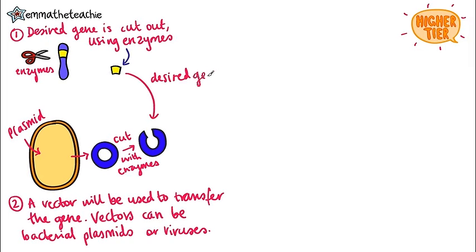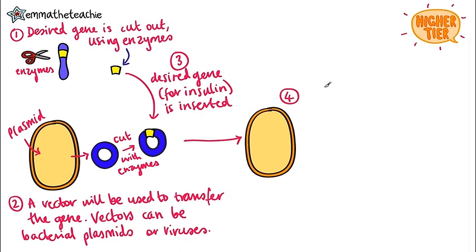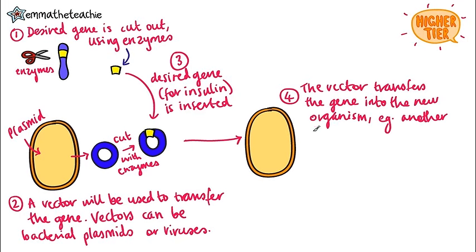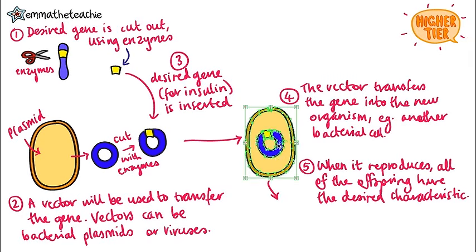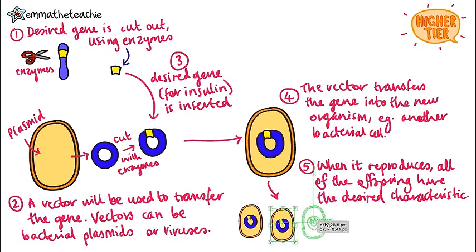The desired gene, which in this case is insulin, is then inserted into the vector. The vector then transfers the gene into the new organism. In this case, the new organism is another bacterial cell. When it reproduces, all of the offspring will have the desired characteristic. So all of these bacteria cells will be able to produce insulin. This is then harvested and used to treat diabetes.